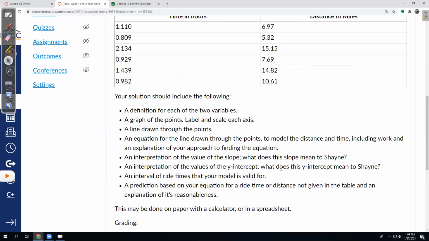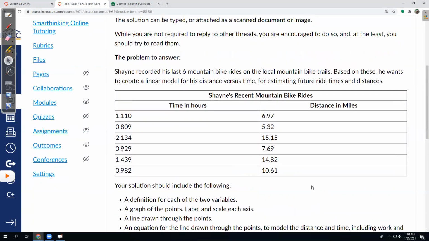But is the time the X? Whenever I make a table of values, the first column is always the X's and the second column is always the Y's. It's always independent variable, dependent variable. Okay, that's what I was hoping, that I had it right.